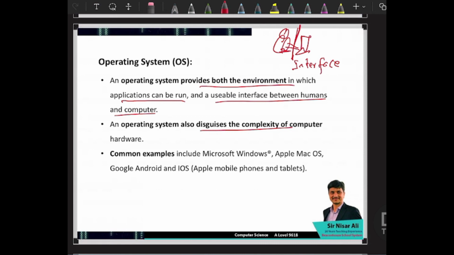And the operating systems we are using these days are Windows, Apple Mac, and then Google Android and iOS, Apple mobile phones and tablets. So these are the operating systems that we are using.